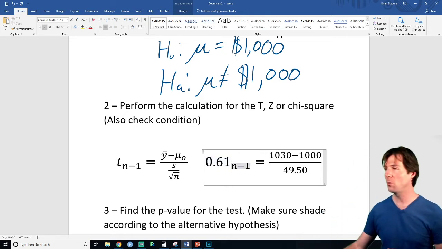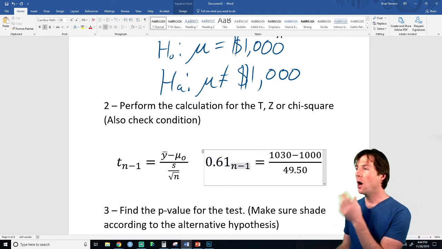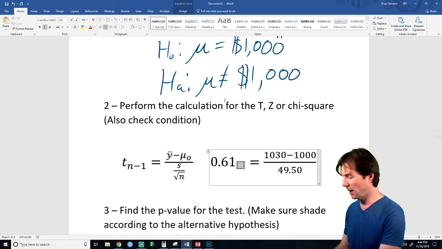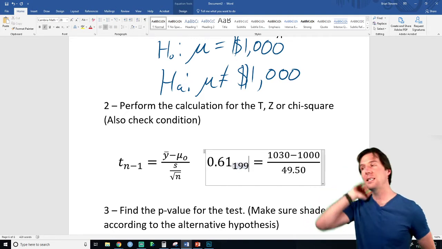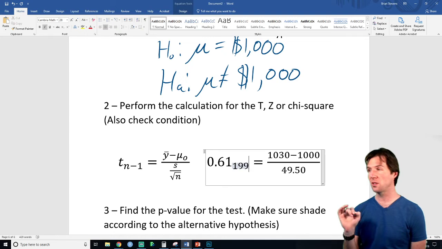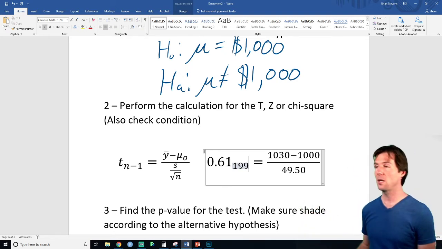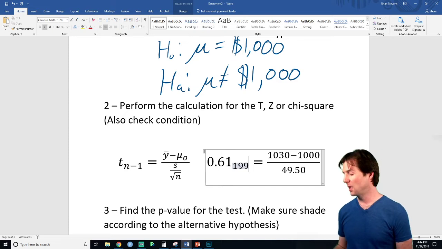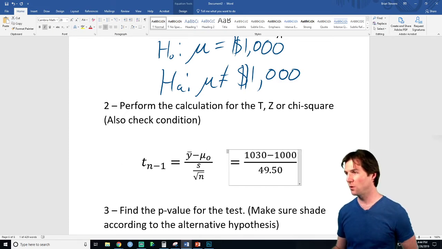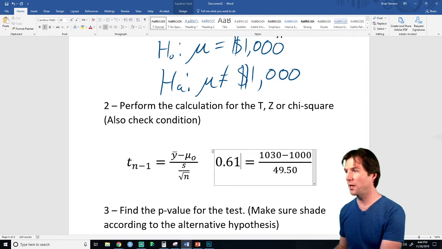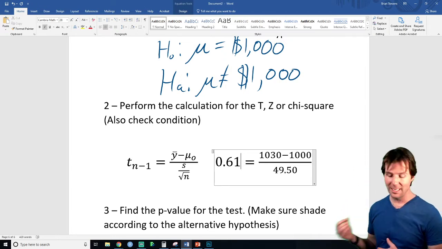That's what I said it would be, and what is this n minus 1? Those are the degrees of freedom. So let's add in the degrees of freedom here. That is a t-statistic with 199 degrees of freedom. That is a subscript. Do not multiply those numbers. You might just delete that off now so there's no confusion. So it is equal to 0.61, but there are 199 degrees of freedom.